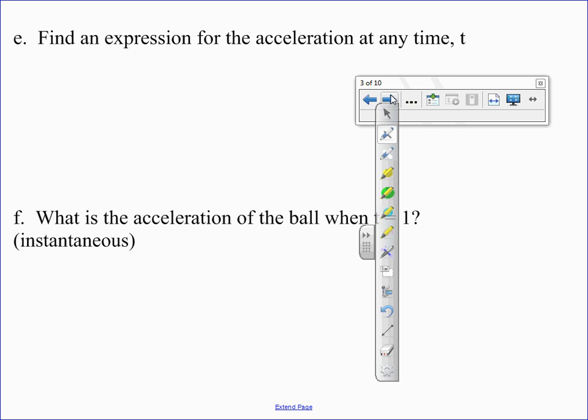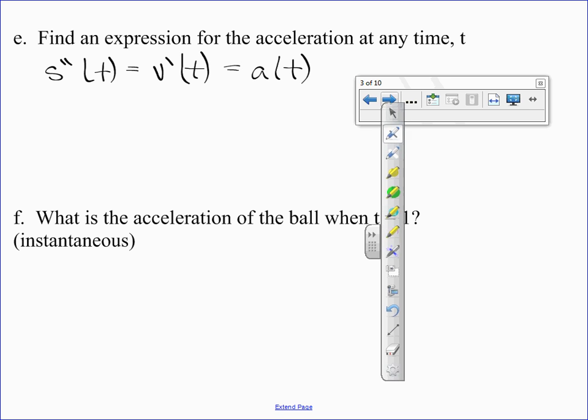To find the acceleration, that's the change in the speed with respect to time. How fast are you getting faster? How fast are you getting slower? And that is actually your second derivative. So your second derivative is the same as the first derivative of your speed, or the rate of change of the speed, which is your acceleration. All those three things mean the same.